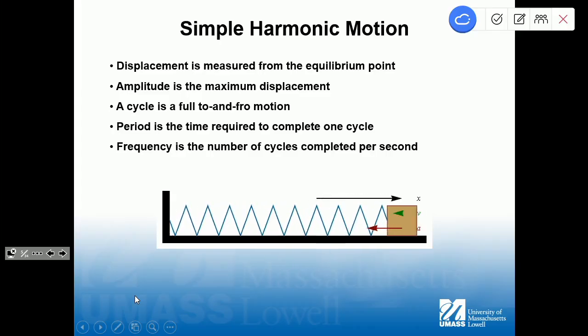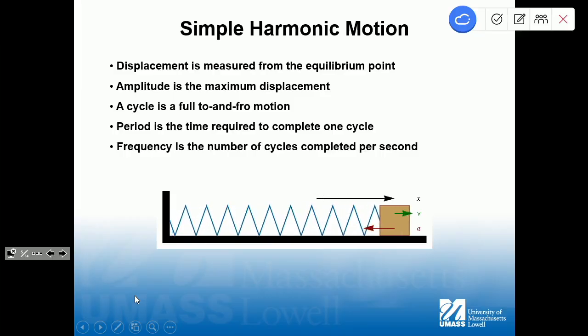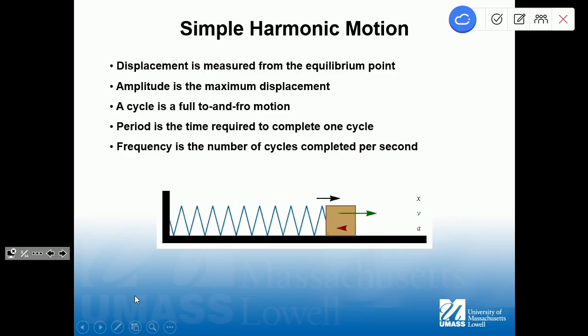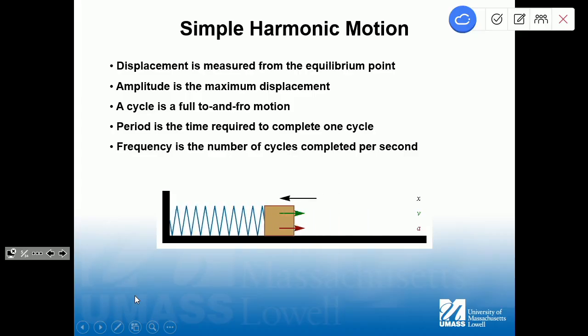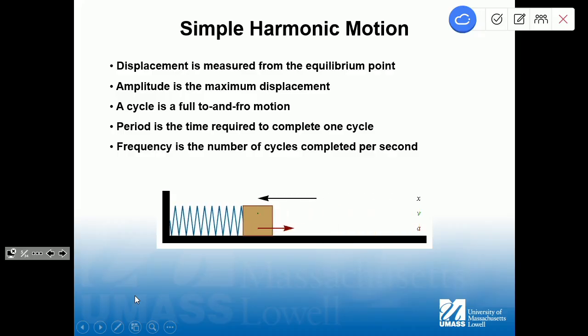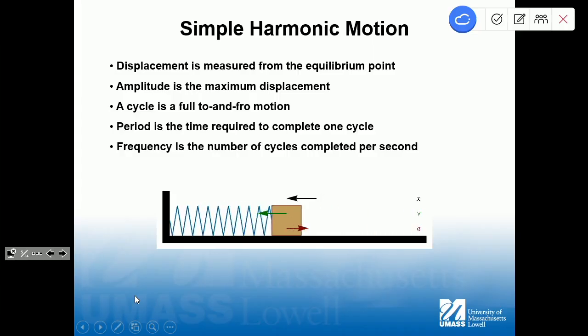Amplitude is the maximum displacement from equilibrium. Okay, so I have an equilibrium position, which is what it's going to oscillate about. The amplitude is described as the maximum displacement from equilibrium, right? So that's my center. I go to one end, come back here, go to the other end, right? This much from the center to one end is the amplitude.